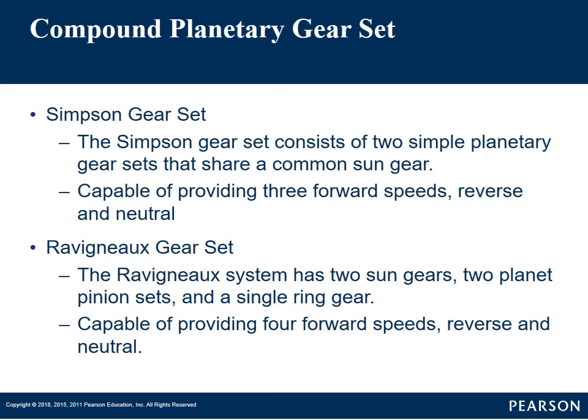So now we're going to get into compound planetary gear sets. Many transmissions have compound planetary gear sets in them. The first type we're going to talk about is a Simpson gear set. A Simpson gear set essentially uses 2 simple planetary gear sets that share a common sun gear. So you're going to have 2 ring gears, 2 planet carrier or planet pinion sets, but 1 sun gear. This setup gives us 3 forward speeds, a reverse, and obviously neutral. This was a very common gear set in 3-speed automatic transmissions.